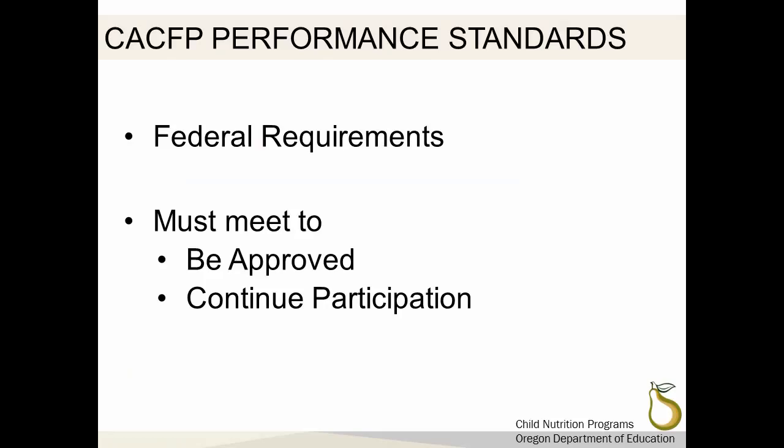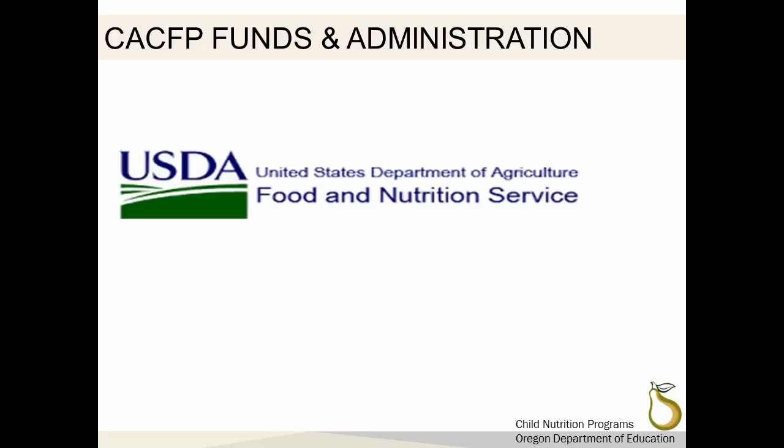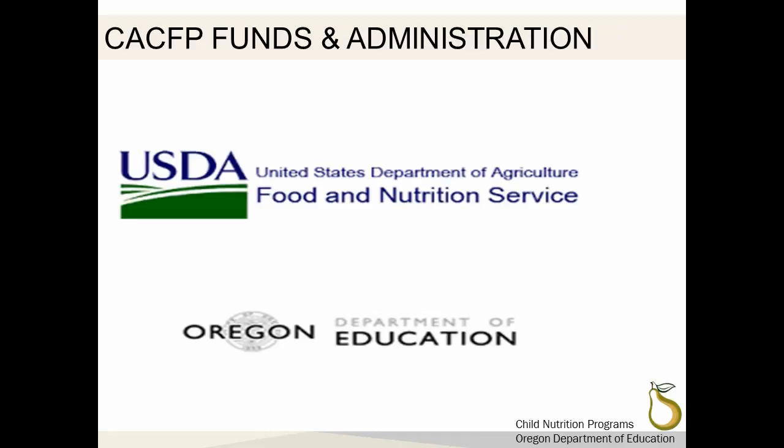This training is for new CACFP applicants and current sponsors who operate CACFP. In this training, we will talk about the federal requirements for the administration of the CACFP, with a focus on the federal CACFP performance standards. Applicants and sponsors must meet these standards to be approved for or continue participation on the CACFP. The CACFP is funded by the United States Department of Agriculture and administered in Oregon by the Oregon Department of Education, ODE. All funds for this program are federal funds, and applicants and sponsors are required to follow federal regulations.